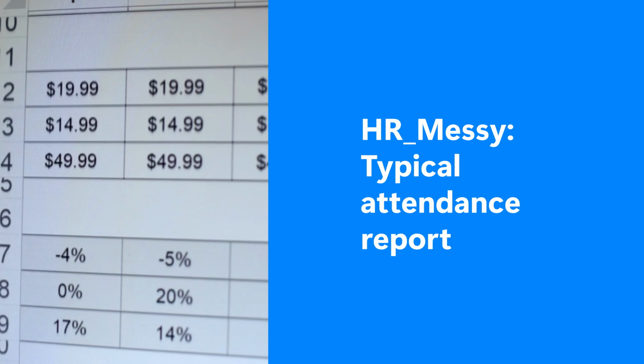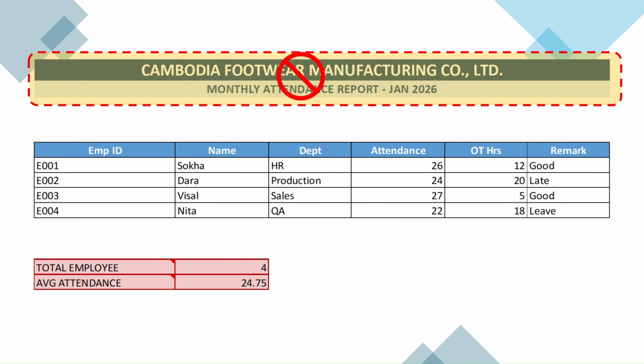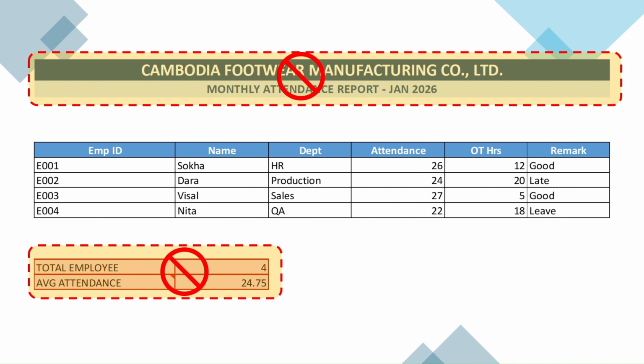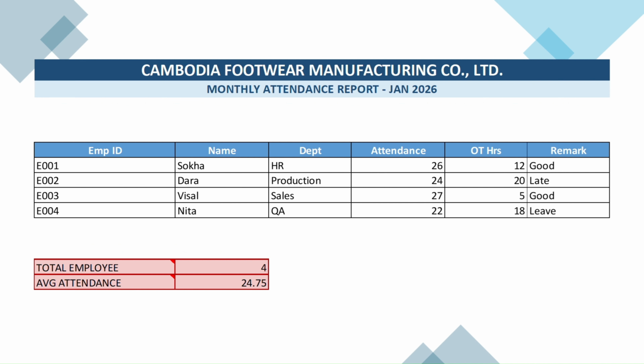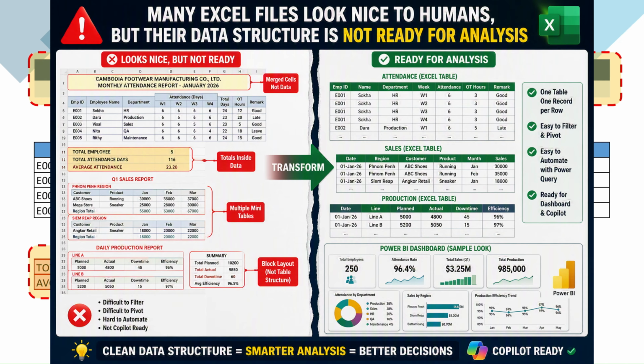Take a close look at the HR_messy sheet. It's a typical attendance report from Cambodia Footwear Manufacturing Company, Limited for January 2026. Alongside employee records, you'll notice the company title, the monthly report title, and summary rows like total employee and AVG attendance appear all in the same worksheet. This practice, mixing summary details and raw employee data, is quite common in office reports. However, it causes problems for data analysis and consistency.